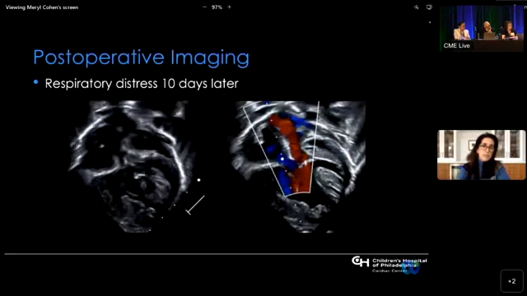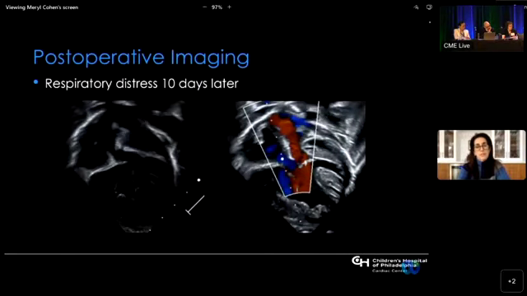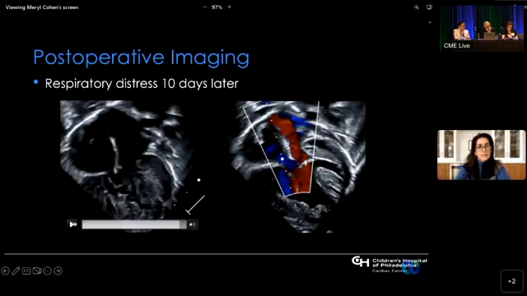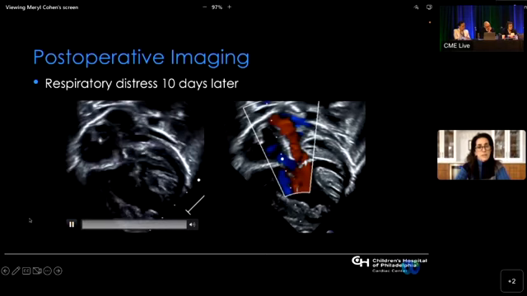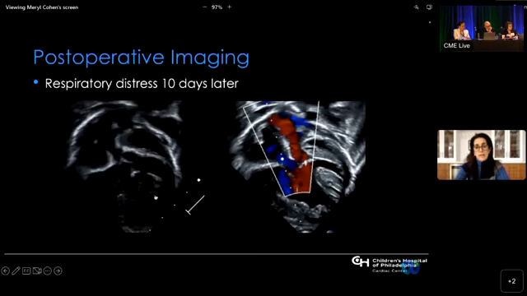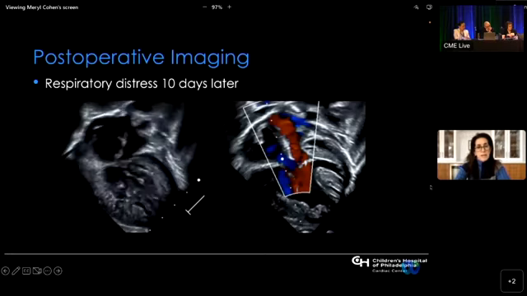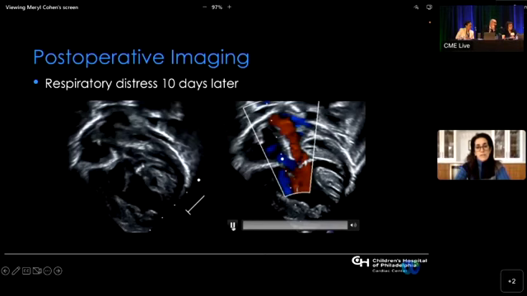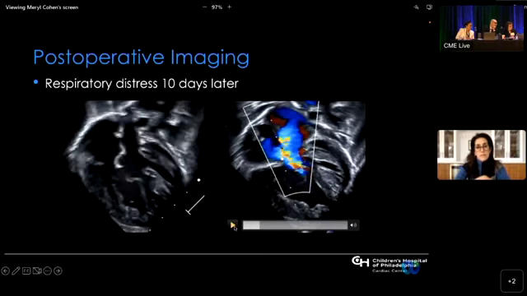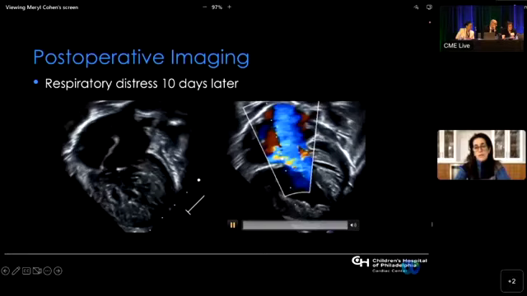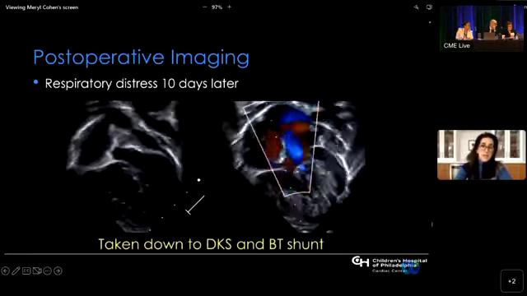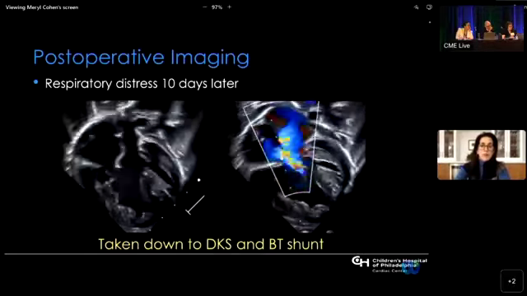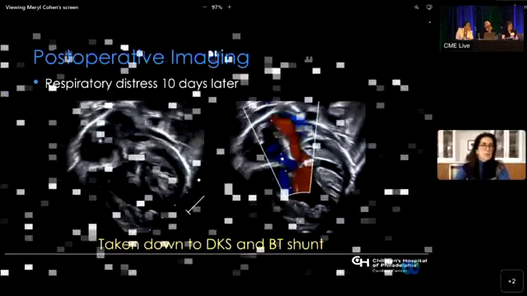And so the patient developed respiratory distress 10 days after the procedure. And you can see here that the patch completely dehisced and is sort of flapping in the breeze there. Hopefully you can see that. I'll let it play. You can see the flap there. And the patient developed severe left AV valve regurgitation, which you can see here as well. So ultimately, this patient was taken down to a DKS and a BT shunt. And I think we're still trying to figure out what the next steps are for this patient.